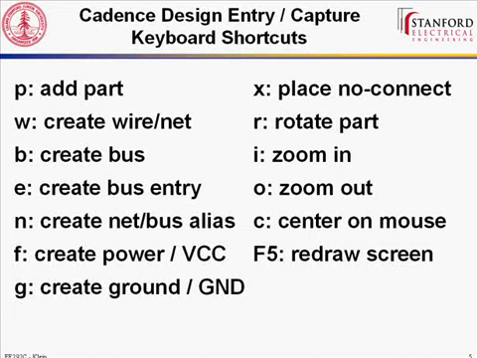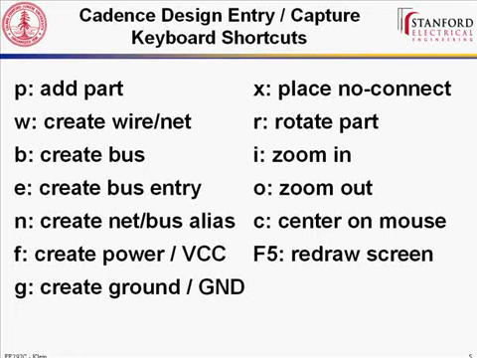And then on the left-hand side, we pretty much have all of the different entities that you can create up through and including place no connect. And then R will allow you to spin a part around if you don't like the way it's oriented. Also, on older versions of Allegro, your screen could randomly corrupt, where it just kind of didn't look quite right or things weren't connected, and F5 will redraw your screen. The newer version so far hasn't had that problem, but no guarantees.